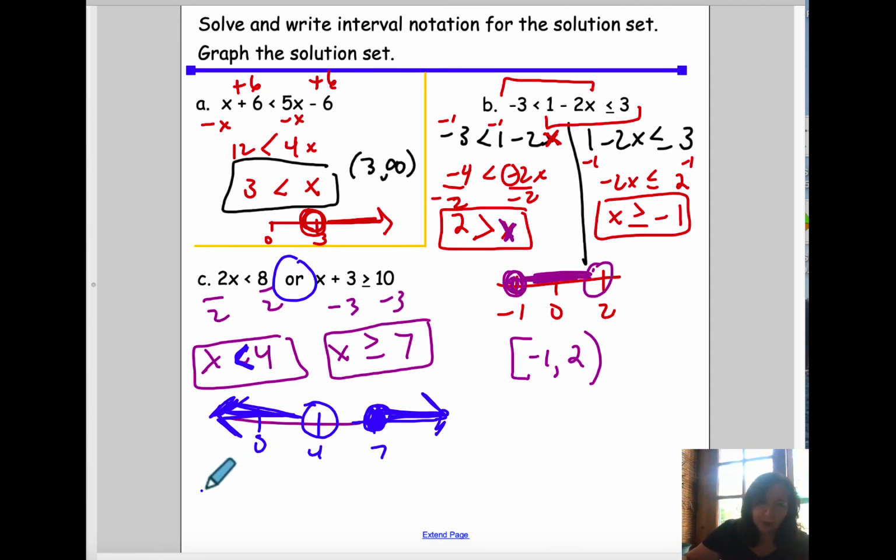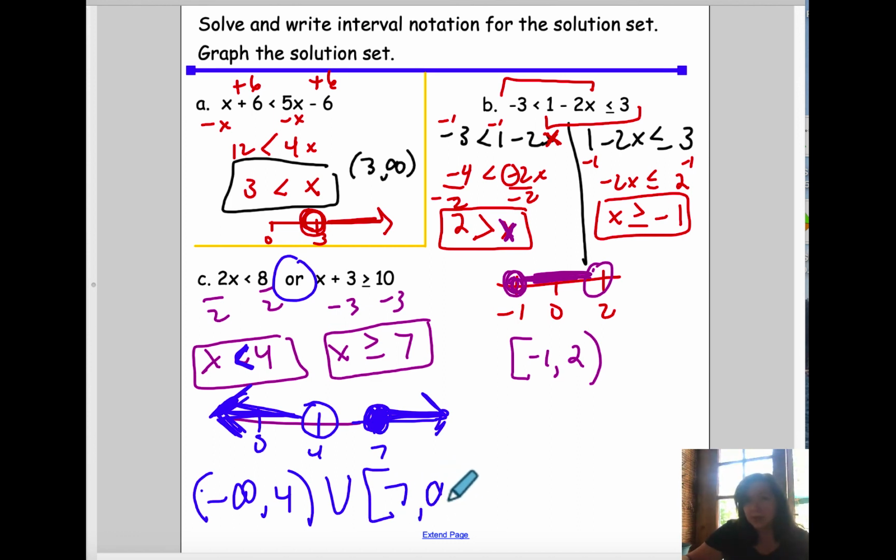So let's put our interval notation. Parenthesis, left to right. Remember, -∞ to 4, parenthesis, because that's an open circle. At the same time, we have 7 bracket to infinity parenthesis.